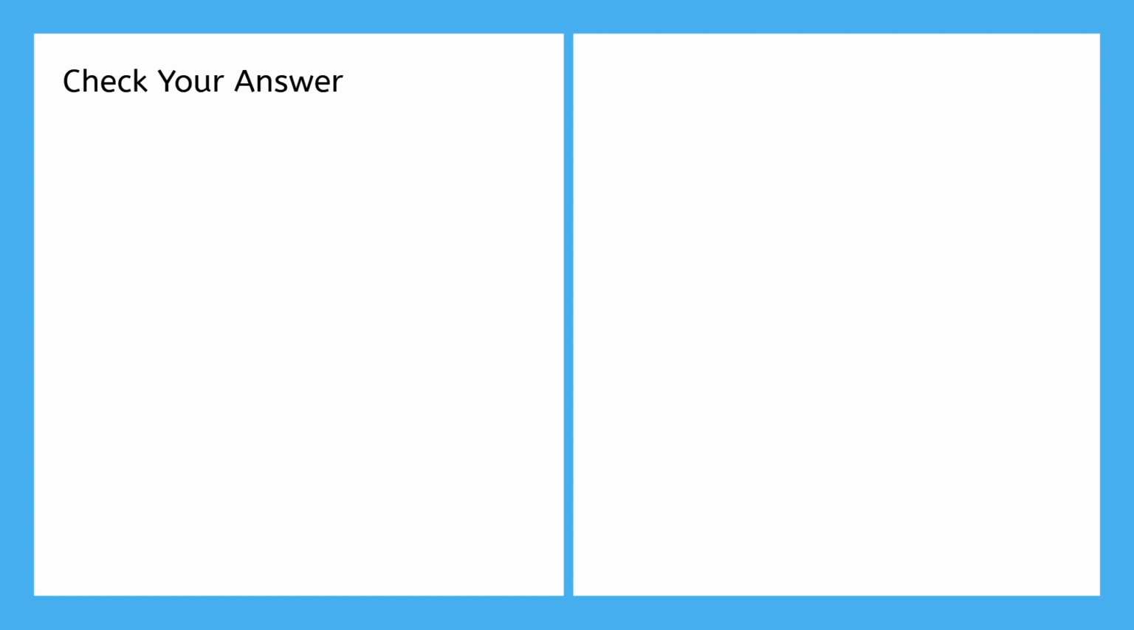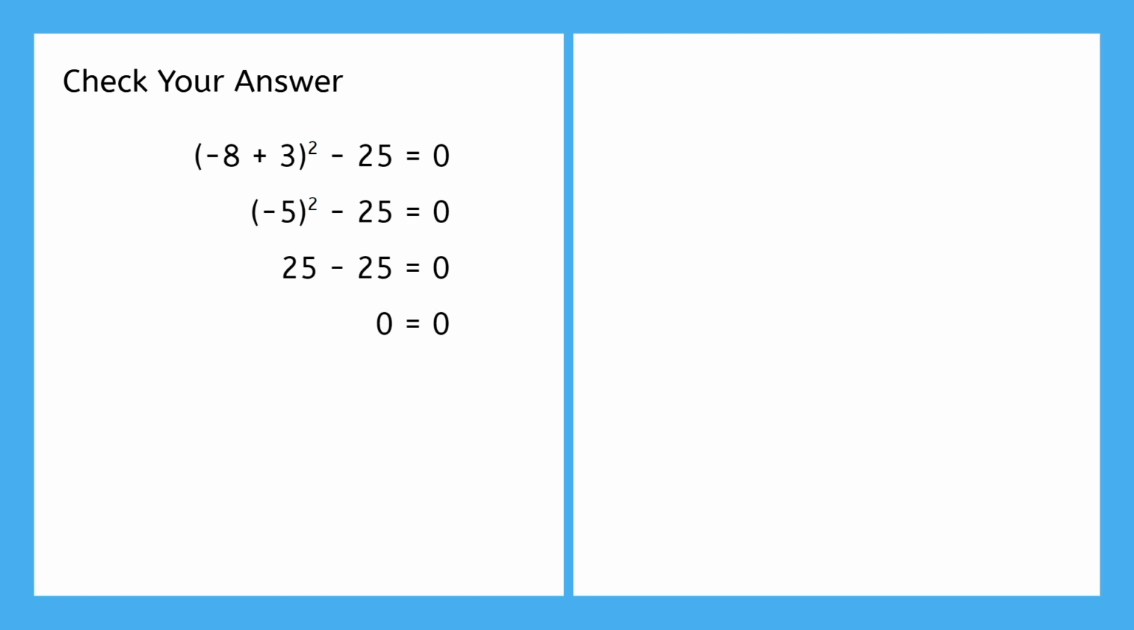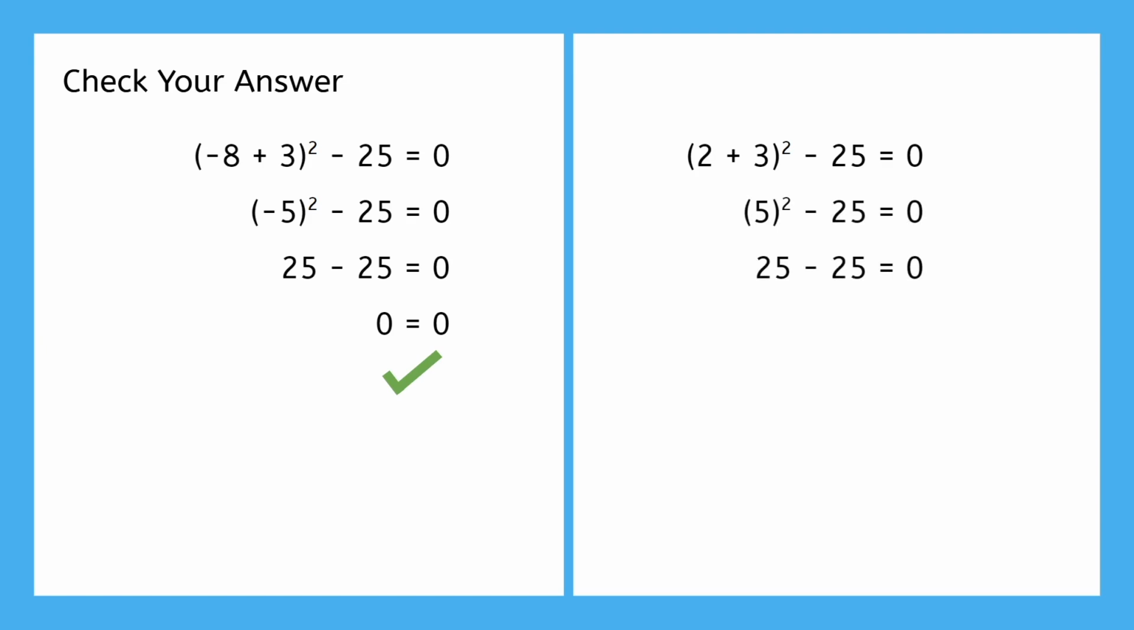Check, plug them into the original equation. If x is negative 8, then negative 8 plus 3 is negative 5. Negative 5 squared is 25, and 25 minus 25 is 0. Negative 8 works. We try 2 instead. 2 plus 3 is 5. Squared is 25 minus 25 is 0. So 2 works as well.